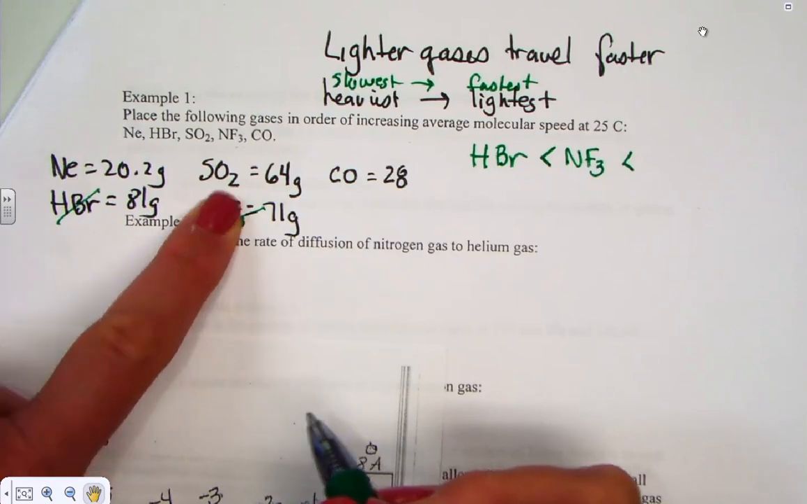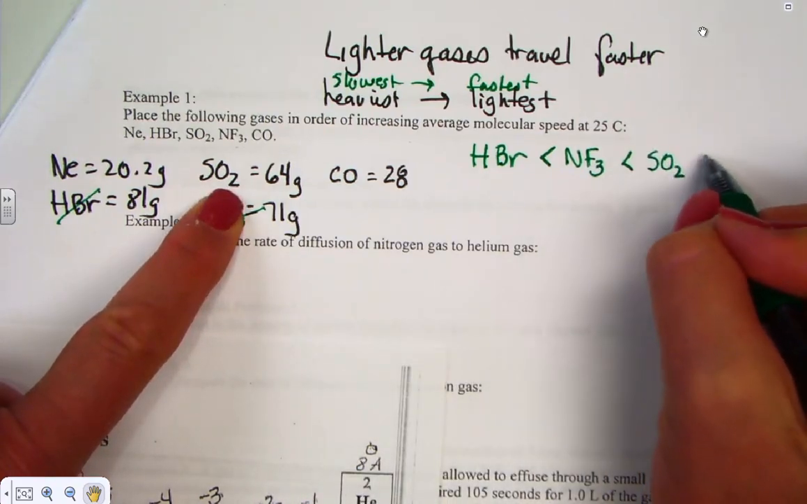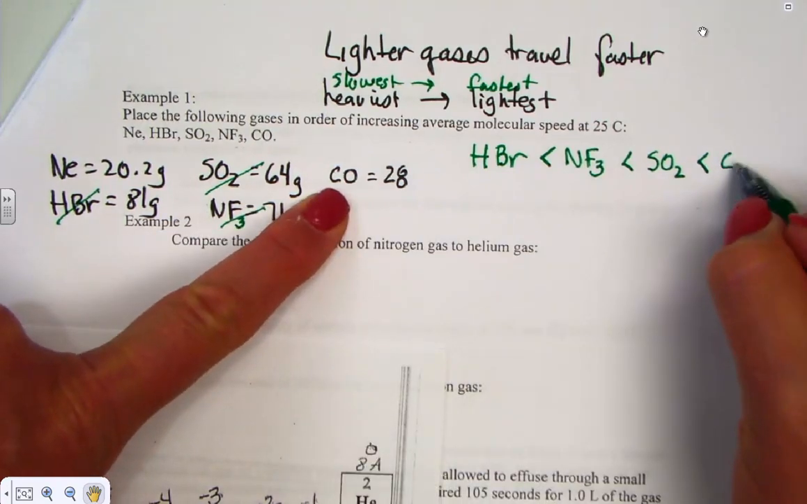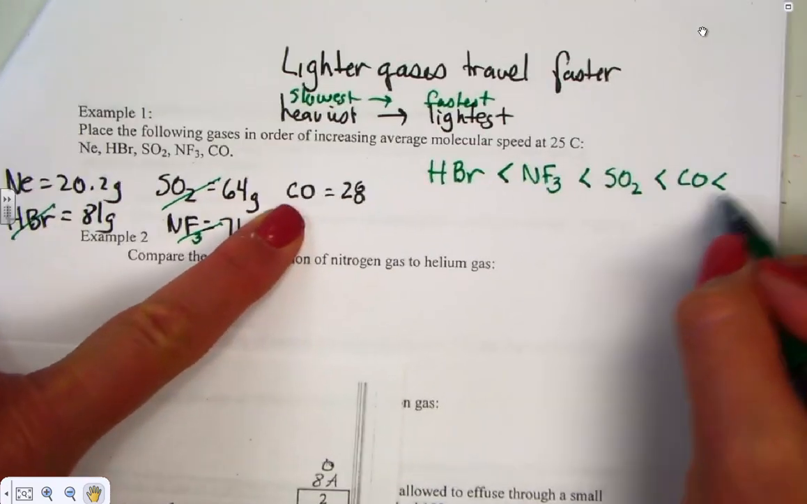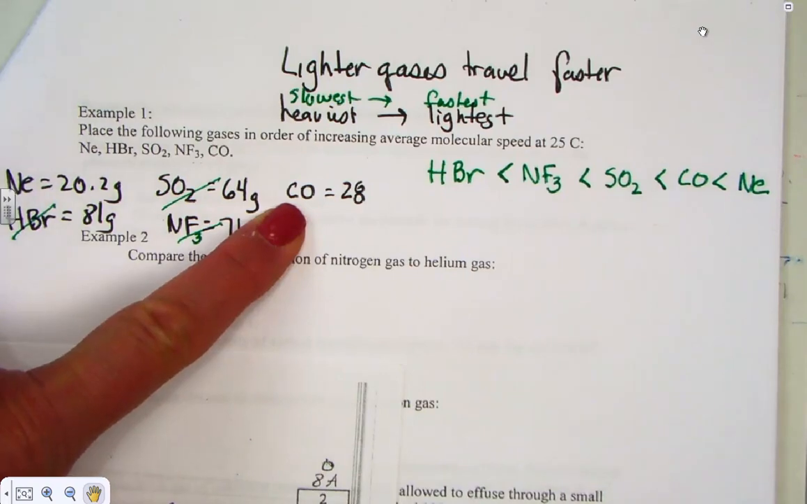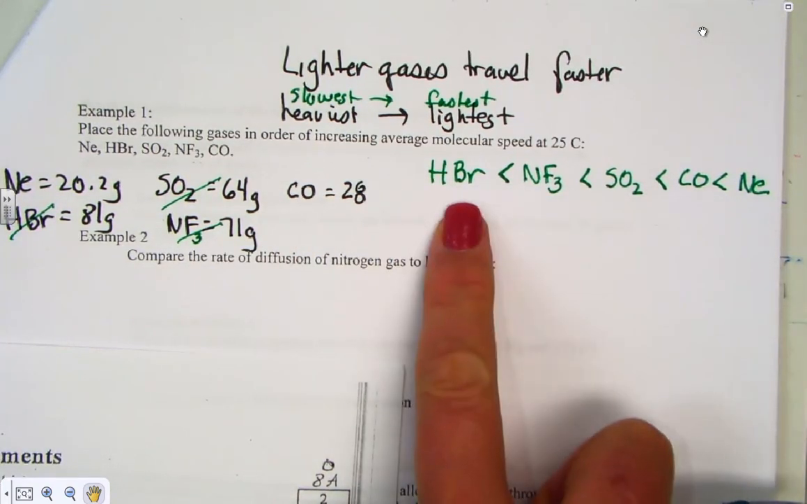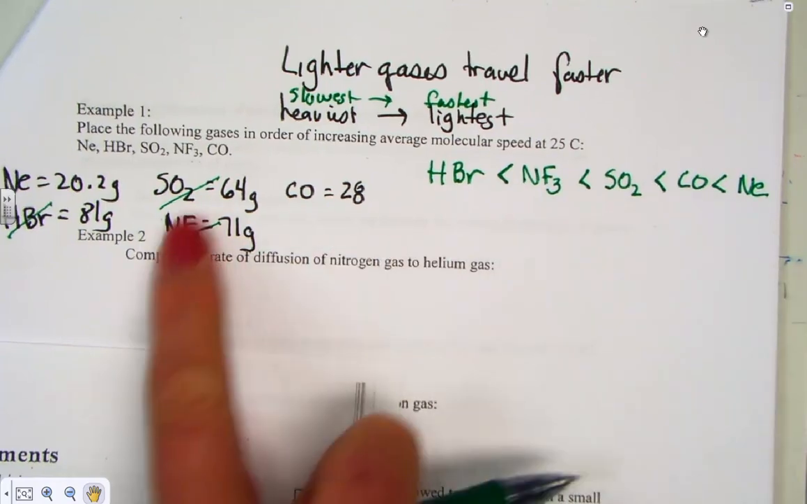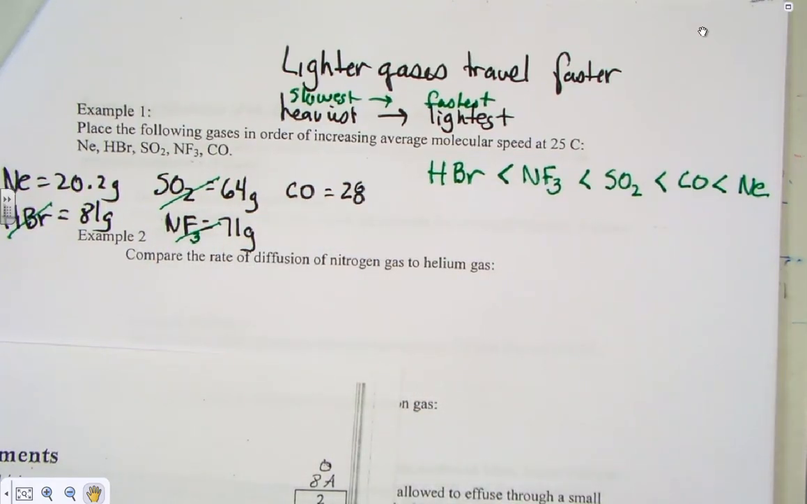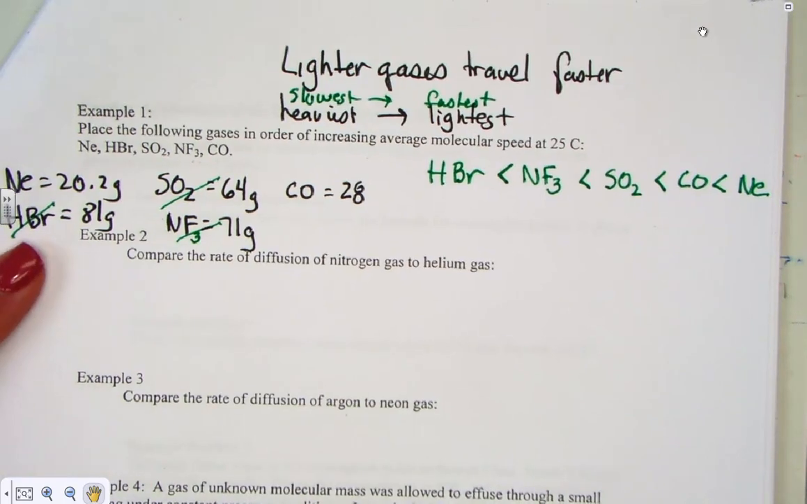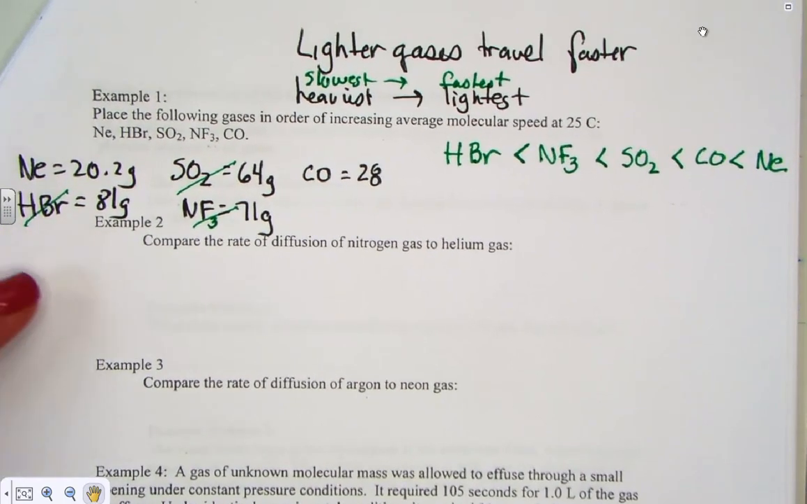Who's next? Looks like sulfur dioxide is slower than carbon monoxide, and the fastest one of all, neon. We've ranked them from heaviest to lightest, slowest to fastest, just based on the molar mass. As long as gases are at the same temperature, lighter gases travel faster. Graham's law of diffusion, simply formulated from the kinetic energy formula.